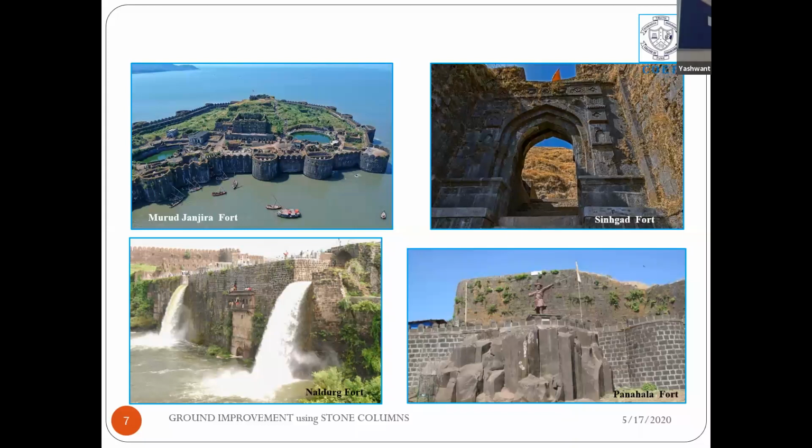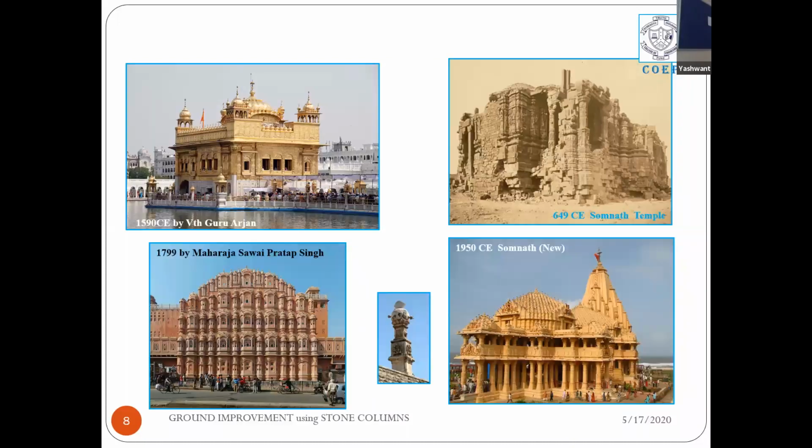Now here we have a few other structures that are still existing. The Golden Temple, Darbar Sahib, is fondly known. It was constructed in 1590 CE by Guru Arjan. Then we have the Hawa Mahal, and the old and the new Somnath temples, both are existing there. And the previous one, which was plundered by Ghazni, etc., was completed in 649 CE.